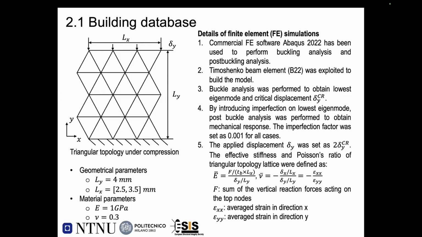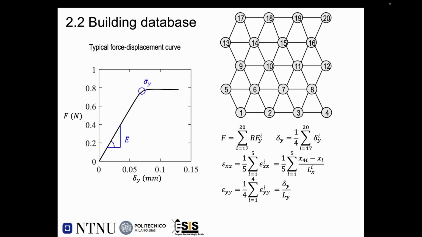Timoshenko beams are used here. The purpose of the buckling analysis was to obtain the lowest eigenmode and the critical displacement delta y. By introducing an imperfection to the lowest eigenmode, the post-buckling analysis was performed to obtain the mechanical response. The imperfection factor was set at 0.01 for all cases. The applied displacement delta y was set as 2 times the critical displacement. The effective stiffness and Poisson's ratio of the triangular topology lattice were defined by the following 2 equations. So this is how we define our geometries and how we post-process the data.